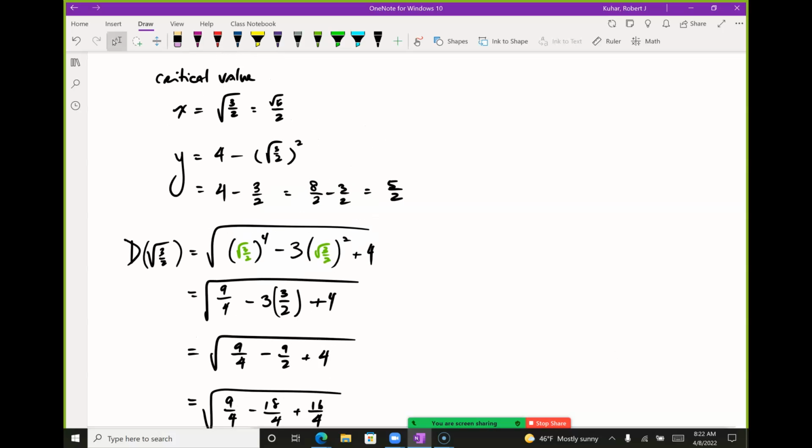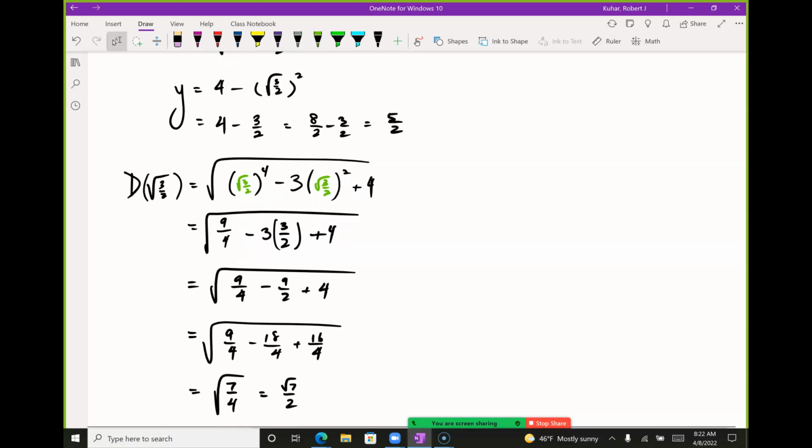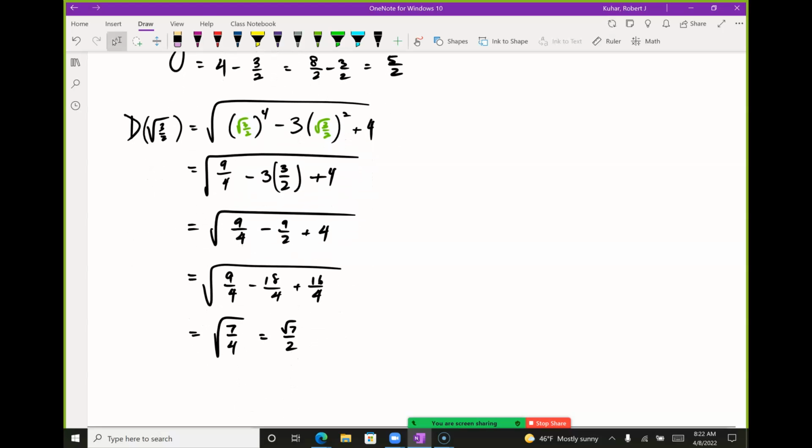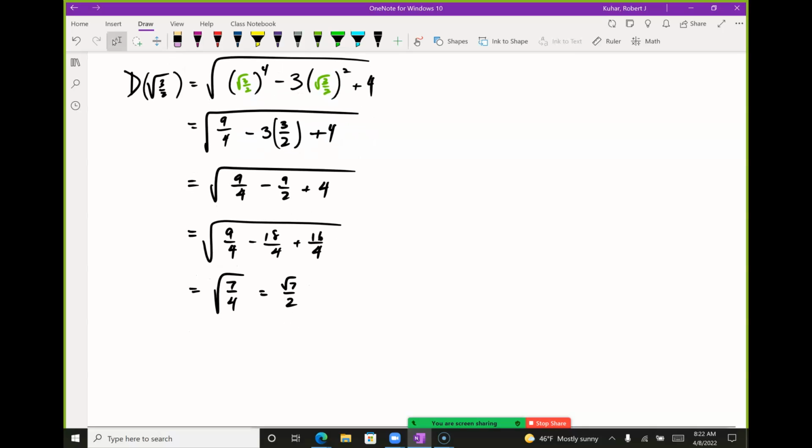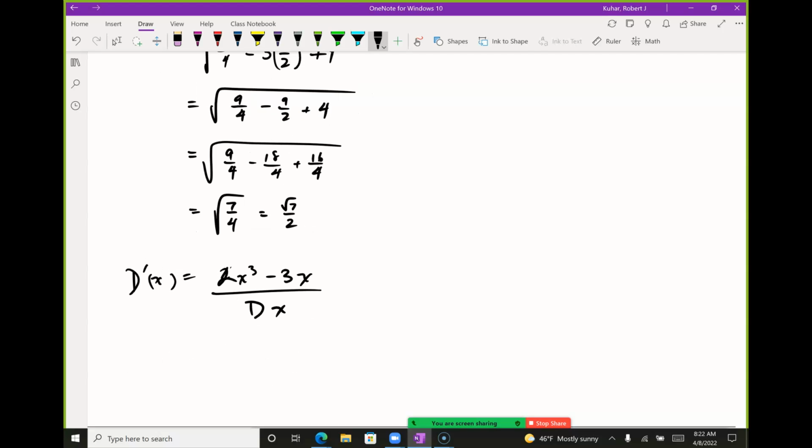So once I found my critical value, I probably shouldn't do this until I double check myself, but I did graph it. So I found the critical value, the y coordinate, and the min distance. The only thing left is to verify that it's the min distance, and the way I do that is the second derivative. If we remember, d prime of x was 2x cubed minus 3x over d of x, I'm going to use the quotient rule to find my second derivative.